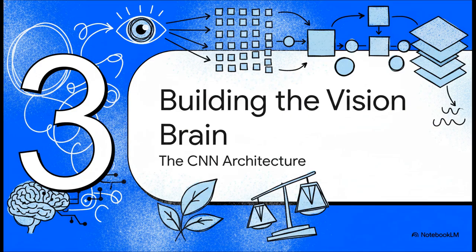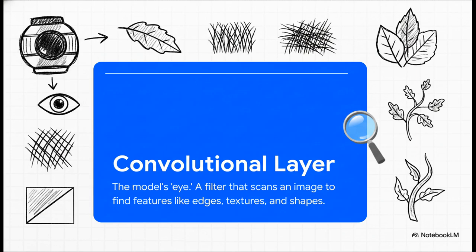All right, on to section 3, building the vision brain. The data is all prepped and ready to go, so now it's time for the fun part: constructing the mind of our machine. It's called a Convolutional Neural Network, or CNN for short. Now, the most basic building block of this brain is the convolutional layer. The easiest way to think about it is like the model's eye. It's this smart little filter that just scans across the image, looking for basic patterns: the curve of a leaf, the texture of some dry grass, the sharp edge between light and shadow.